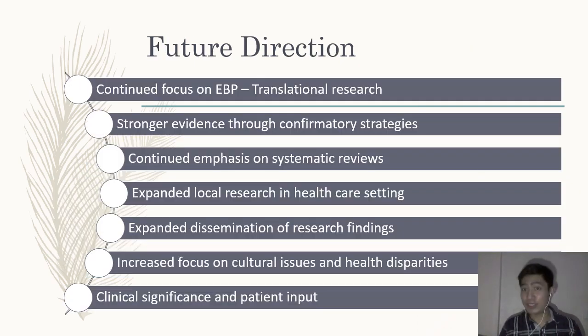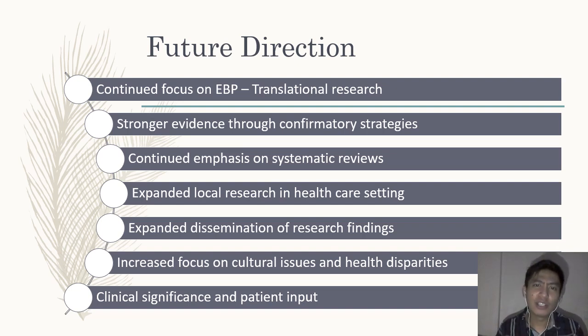Future direction of nursing research. Continued focus of evidence-based translational research. Evidence-based research is more on due to rigorous researches, due to experimental researches, and it's proven. Thus, it has that recommendation to change the current practice and adopt the new practice of nursing. Translational research, however, is where the concepts and results of your study are translated to practice and application.